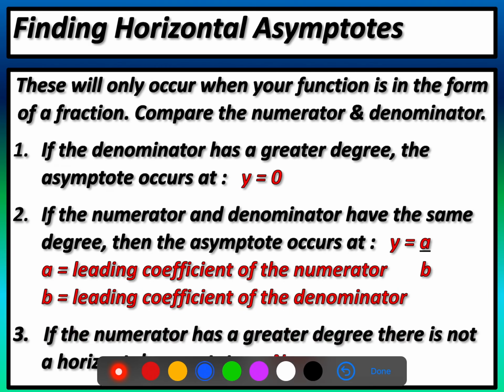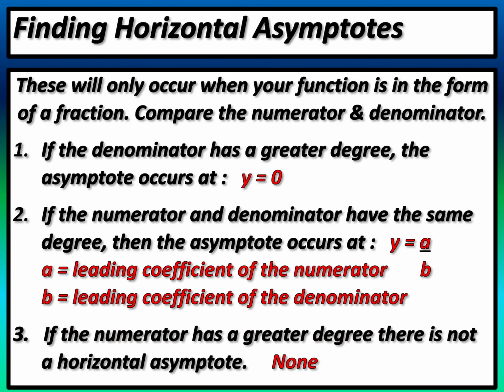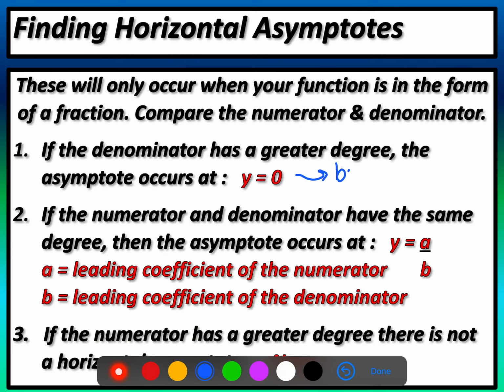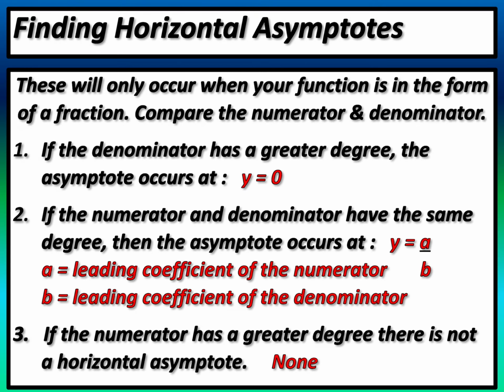Horizontal asymptotes. We have 3 different situations. The first is when the denominator has a greater degree, meaning you have something like an x to the 4th on the bottom and maybe just an x squared on top. I refer to this situation as bottom heavy. When your function is bottom heavy, your horizontal asymptote is going to be y equals 0.